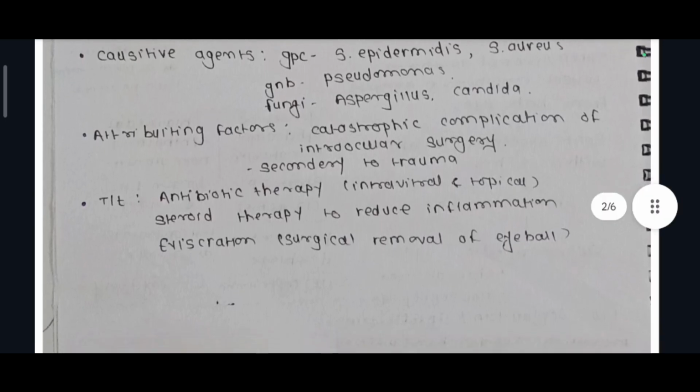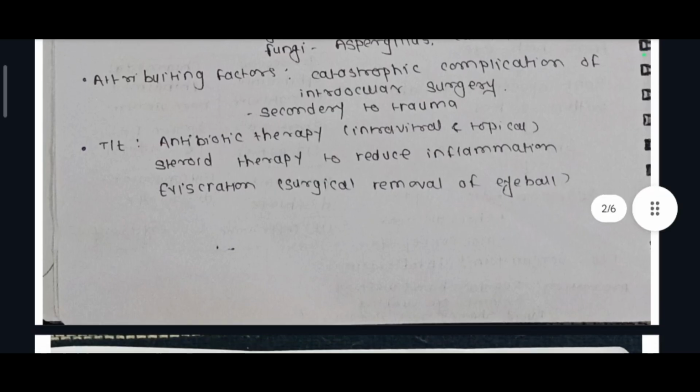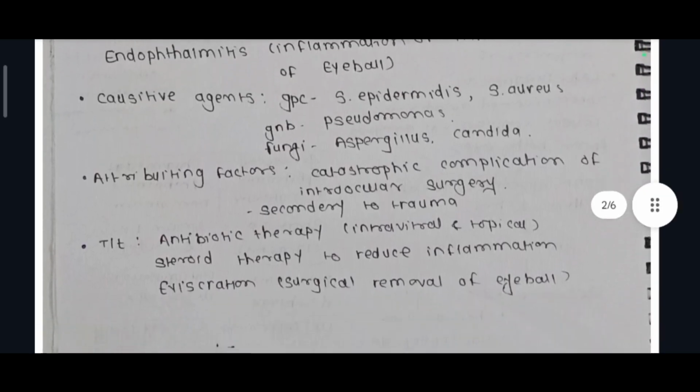Then the predisposing factors are catastrophic complication of intraocular surgery, and secondary to trauma. Treatment for endophthalmitis is antibiotic therapy, which is intravitreal and topical. Second is steroid therapy to reduce the inflammation, and then evisceration, which is the surgical removal of the eyeball.